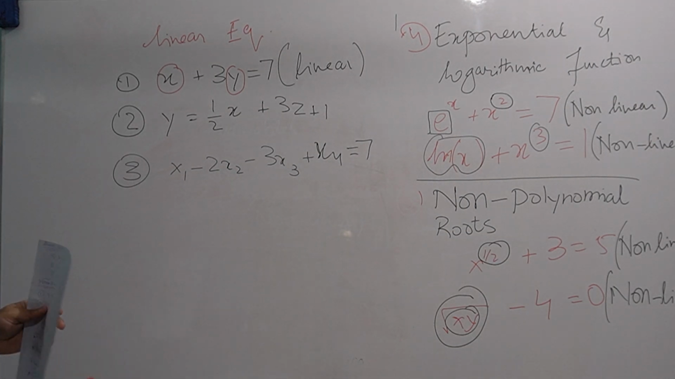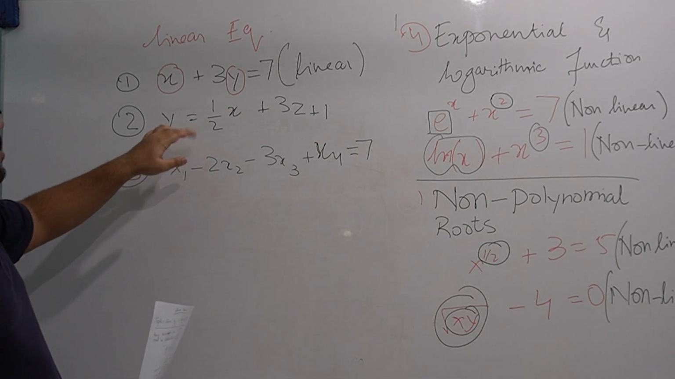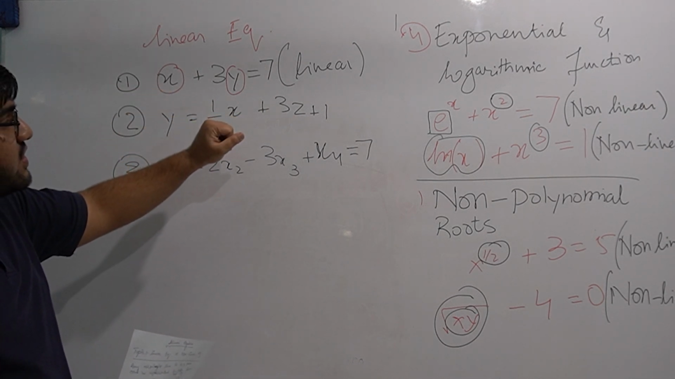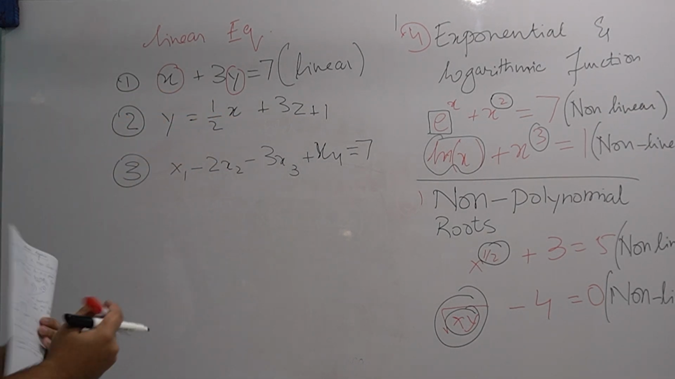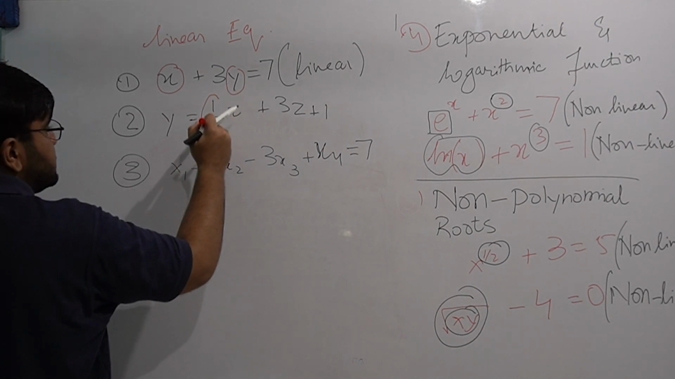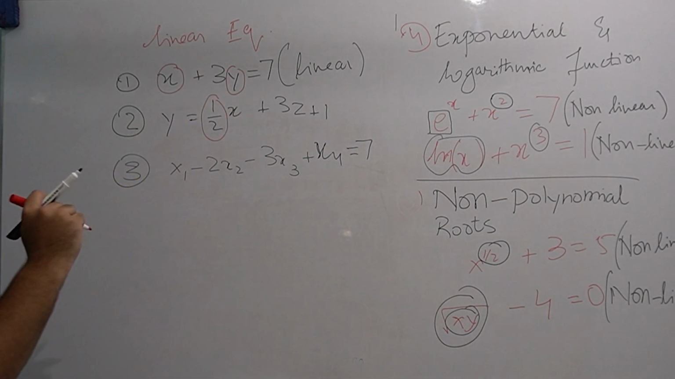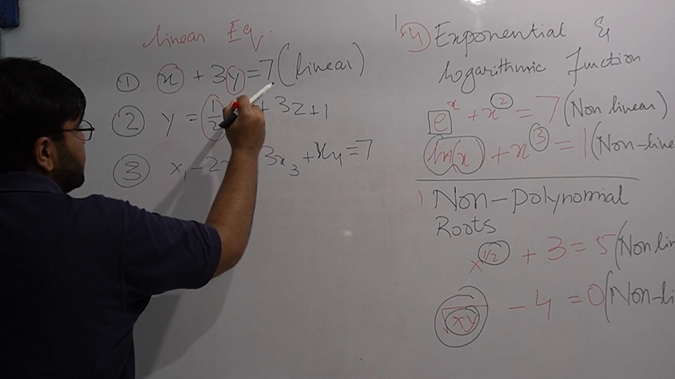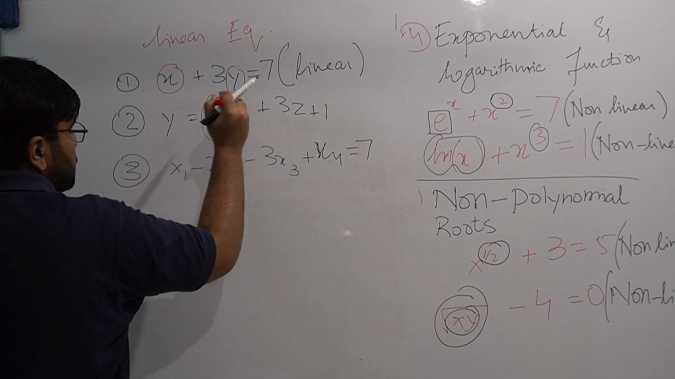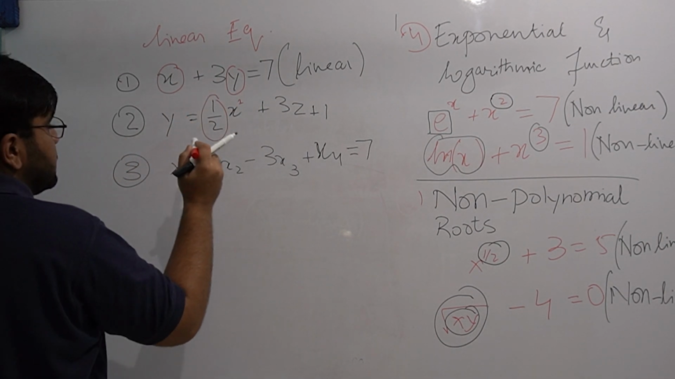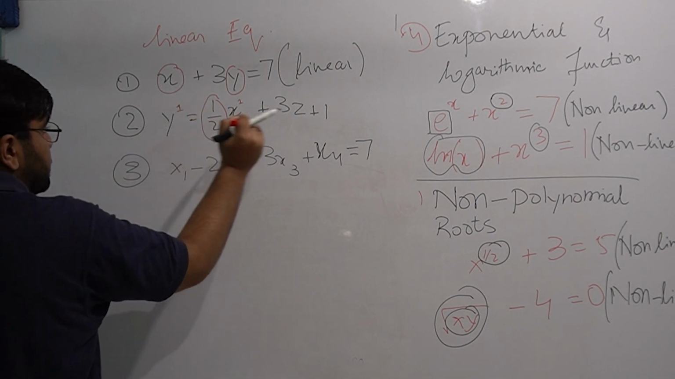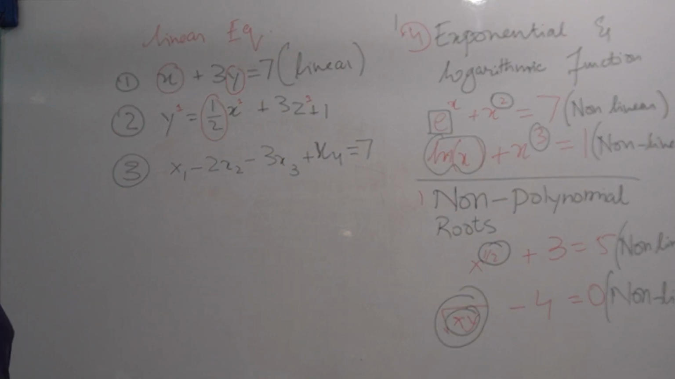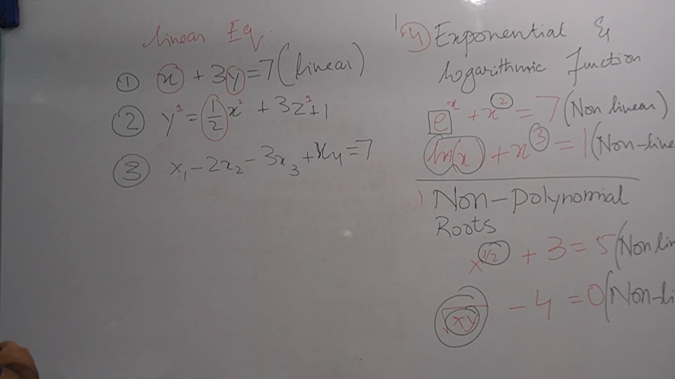Coming towards the second example, y is equal to 1 over half x plus 3z plus 1. Now currently this part is a coefficient, so it shouldn't bother us since the variable x has degree 1, and all the other variables, for example y here and z here, also have degree 1, which makes it linear.